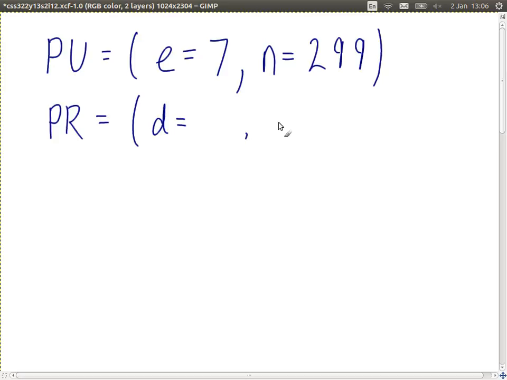Often, because when we use the value D, we also use the same value N, we often write N as part of the private key as well. But it's the same N. You know that N. Find D. So the secret thing is D. N is not secret, it's public. Put your hand up when you have an answer.